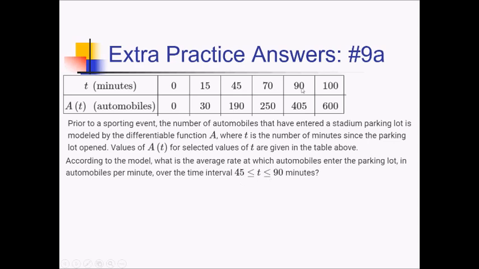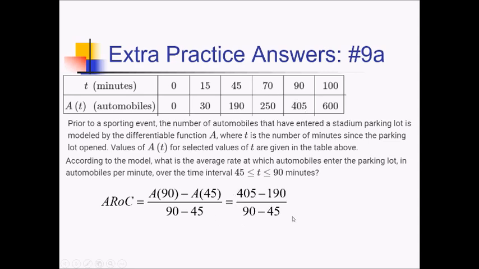So basically we're going to do A of 90 minus A of 45 over 90 minus 45. So in this case, that's going to be 450 minus 190. And what does that come out to? Well, this is going to be, let's see here, 215 over 45. We could reduce that if we wanted to. These are reducible by 5. 45 reduces to 9. 215, well, let's see, 5 goes 40 times into 200. So this is going to be 43 over 9, and that is in automobiles per minute.